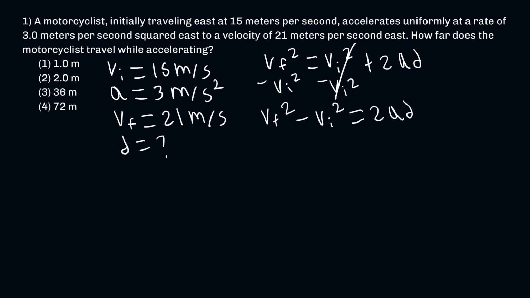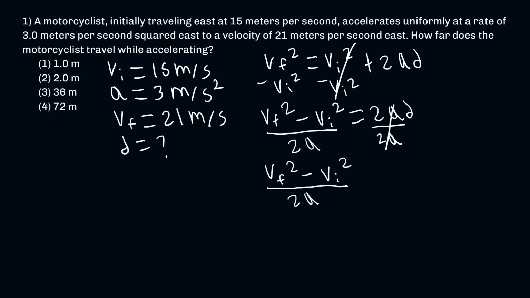My last portion here, I have displacement or distance that is attached to right now 2 times a. They're both being multiplied to d. Do the opposite of that and just divide out 2a from both sides of the equation. So then I have vf squared minus vi squared over 2 times my acceleration equals my displacement. So now I can just plug in what I have straight away.